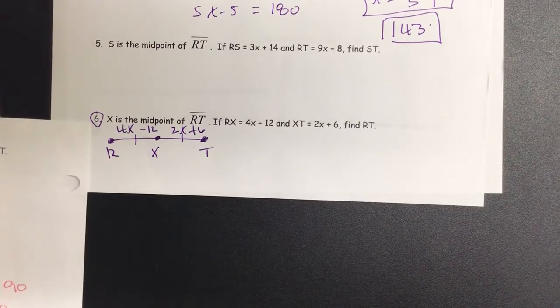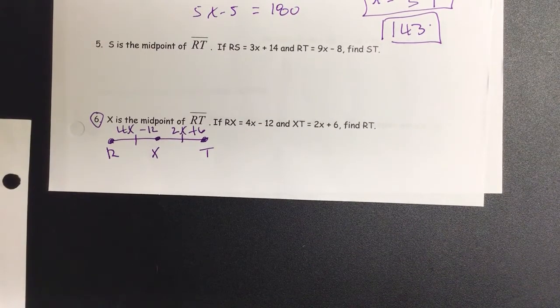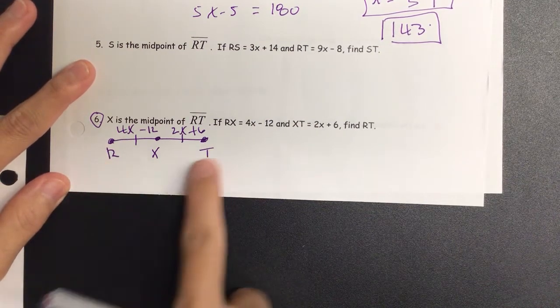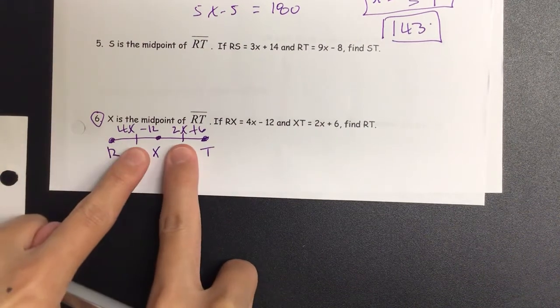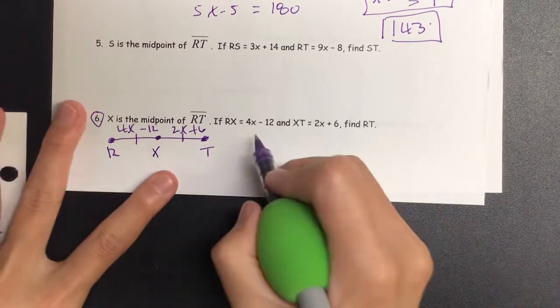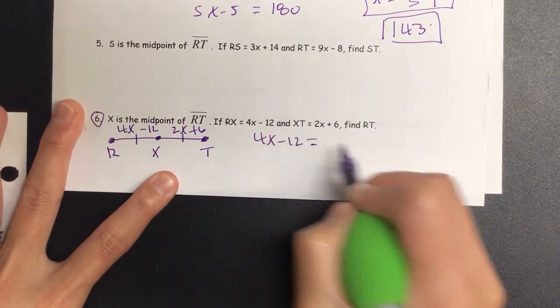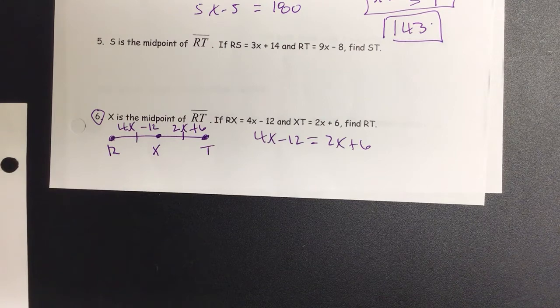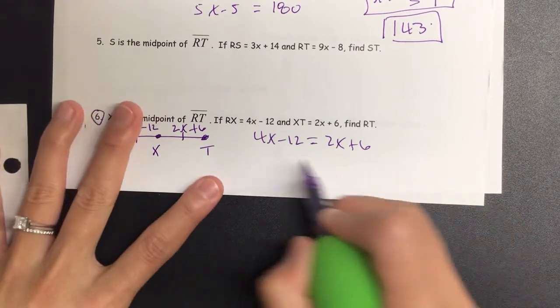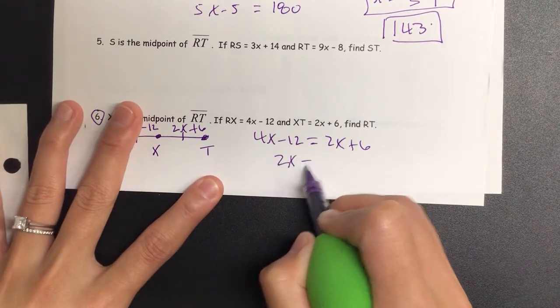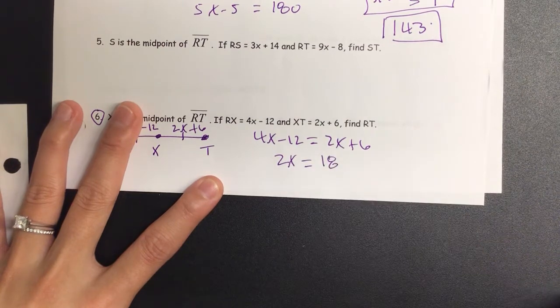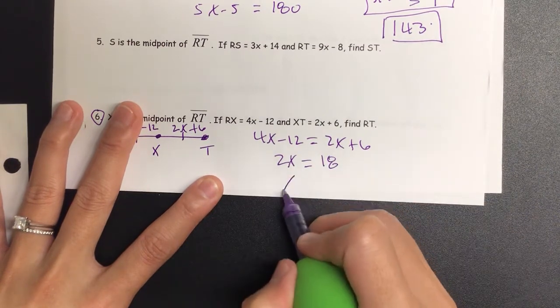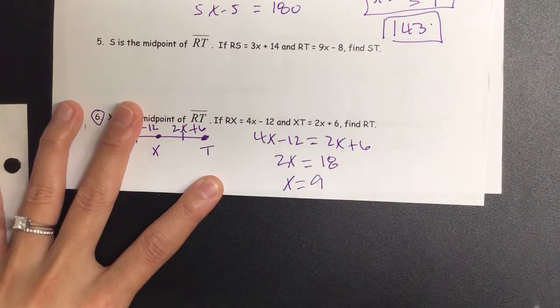So I gave you two formulas on the notes. It was part plus part is equal to the whole, or they're both equivalent to each other. Do I know anything about the whole thing? No, but I do know these two are what to each other? Equal. So I have 4x minus 12 is equal to 2x plus 6. And when I do my tedious math, we're going to get 2x over here, 18 over here. Are we okay with that? And then x would be how many? 9, but that's not it.